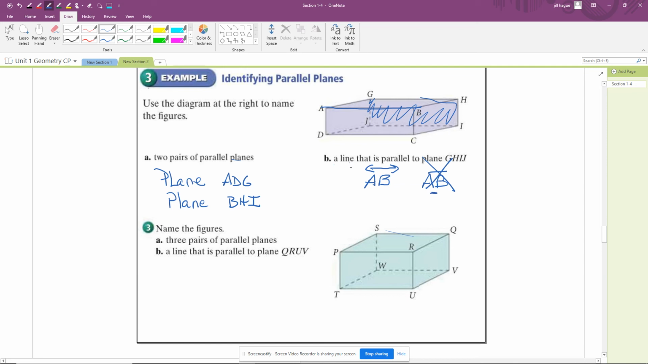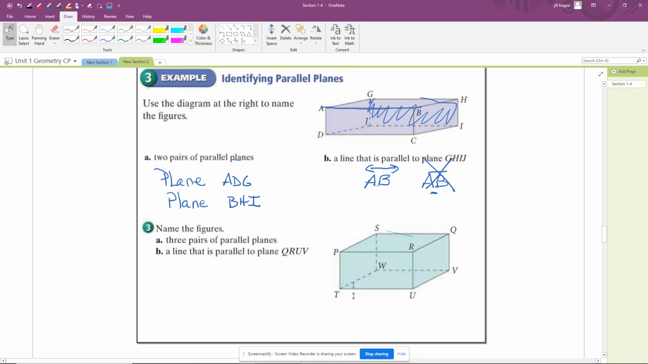Okay, if they ask you for a line segment, then that's the answer. But they're asking me for a line that's parallel to plane. Remember, planes go on forever, so parallel would be a line. DC would also be parallel to that plane. Okay. BC would also be parallel to that plane, and AD would also be parallel to that plane.